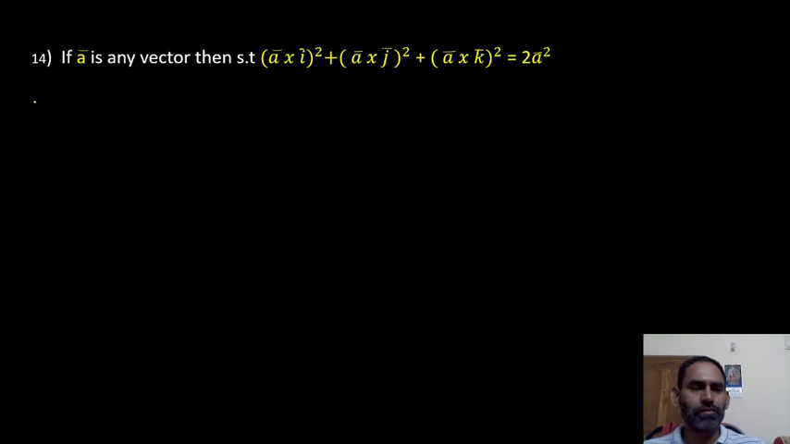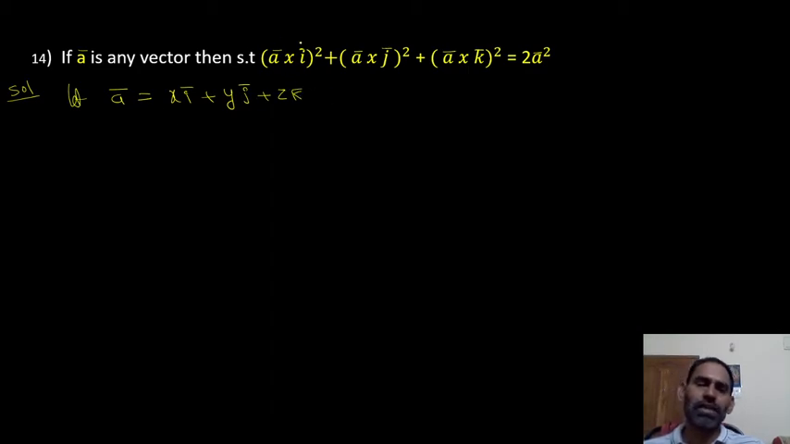Next, question number 14. Here A bar is any vector. Show that A bar cross I bar whole square plus A bar cross J bar whole square plus A bar cross K bar whole square equals 2 into A bar square. Here A bar is any vector, that's why we are assuming A bar, which we don't know about. So let A bar equal to x i bar plus y j bar plus z k bar.